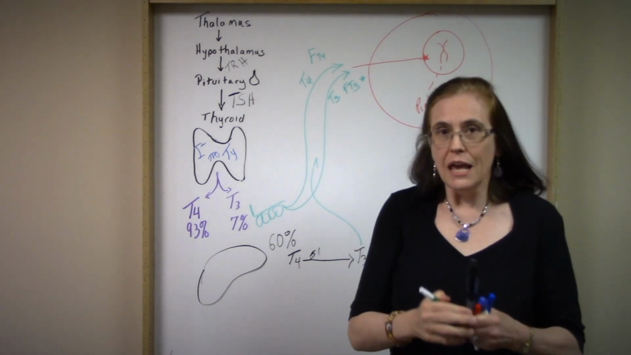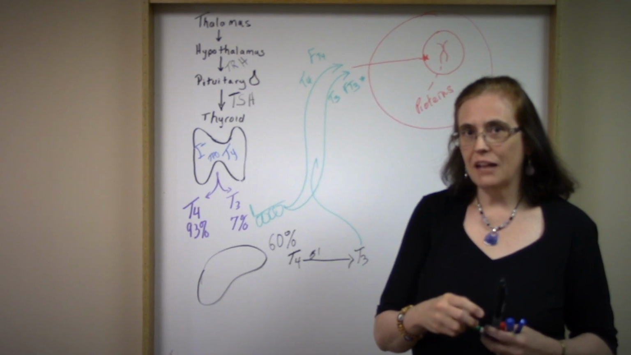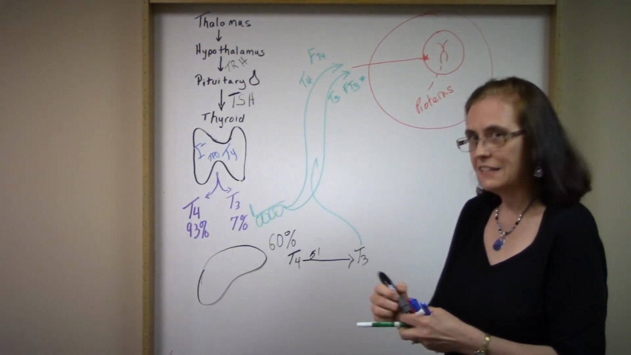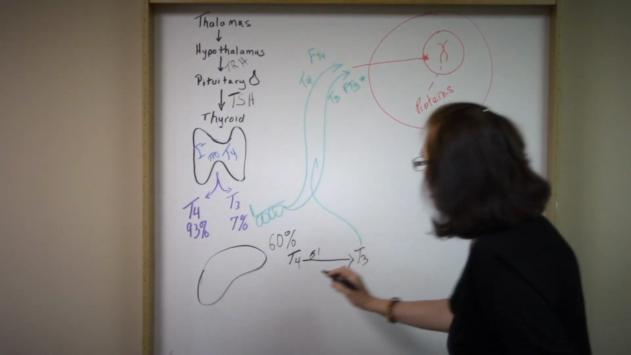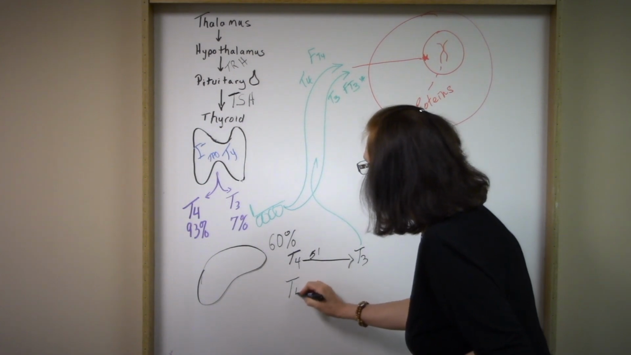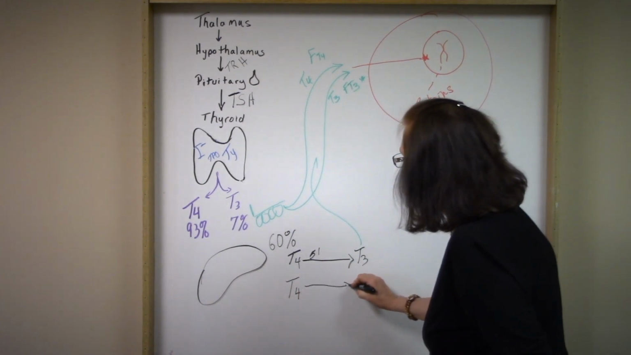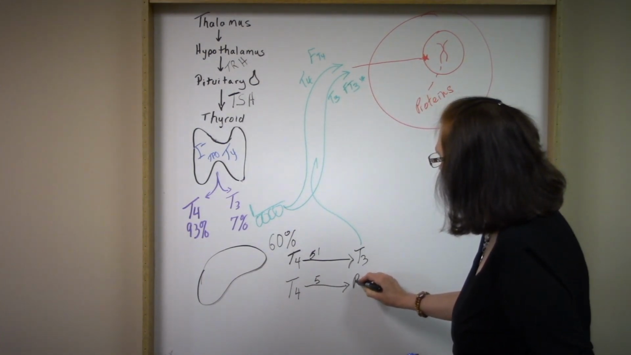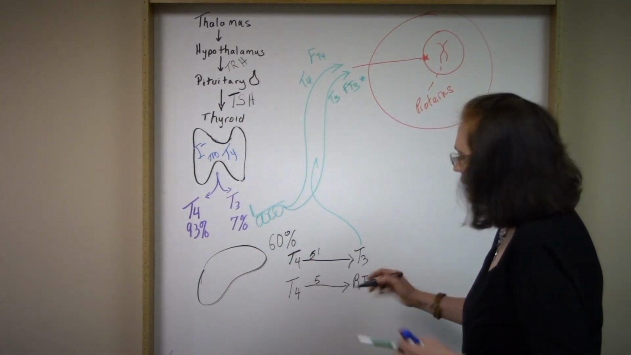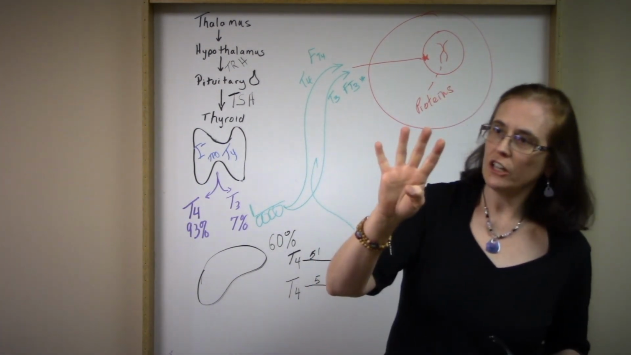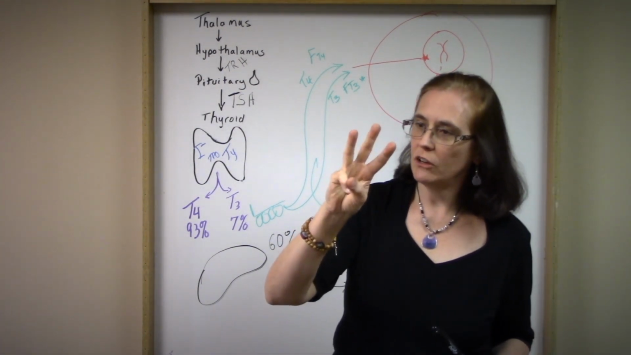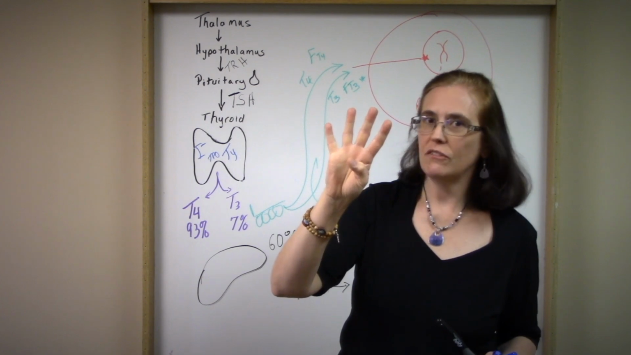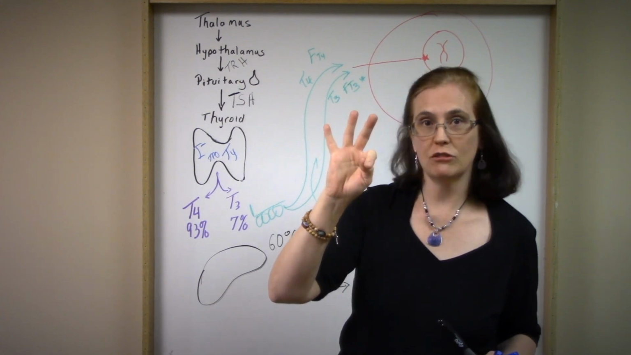Okay? We have another enzyme called 5-deiodinase, and this one's important. Many people don't talk about this one, but we think it's quite important. It converts the T4 into reverse T3. So if you were to look at the T4 molecule and say, well, if I took this one off, I'd have T3, but if I take this one off, I get reverse T3.